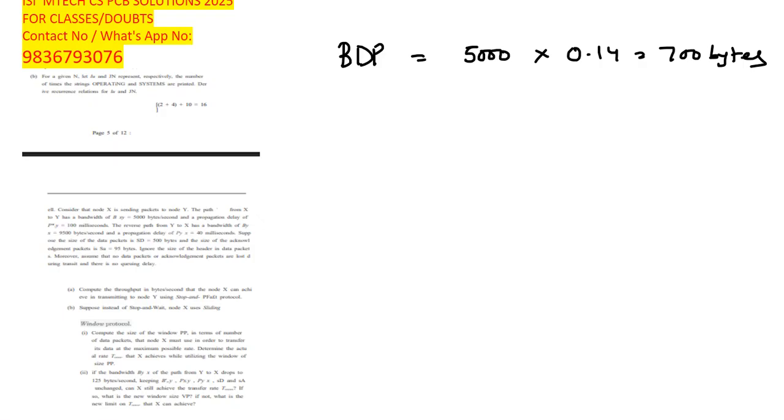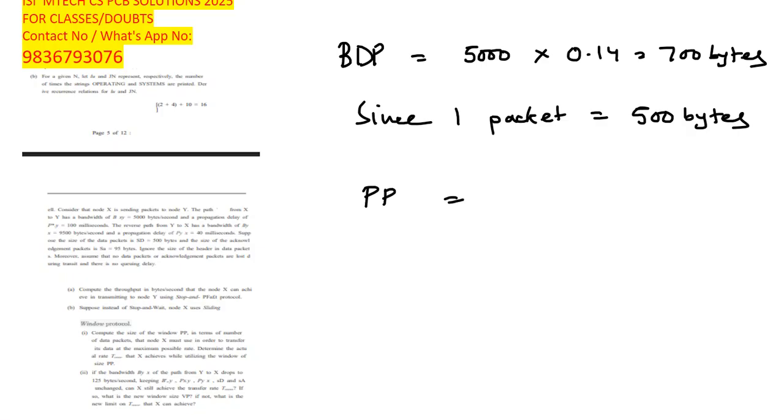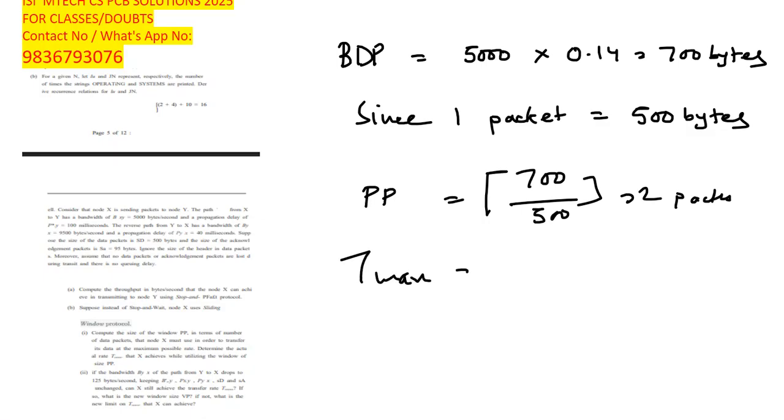Okay, so since one packet is 500 bytes, to fully utilize the channel we need 700 bytes, so 2 packets. And maximum throughput, T max, is the channel bandwidth, so BXY, so it's 5000 bytes per second. So window size is 2 packets and T max is 5000 bytes per second. Then we can check whether this is the max.